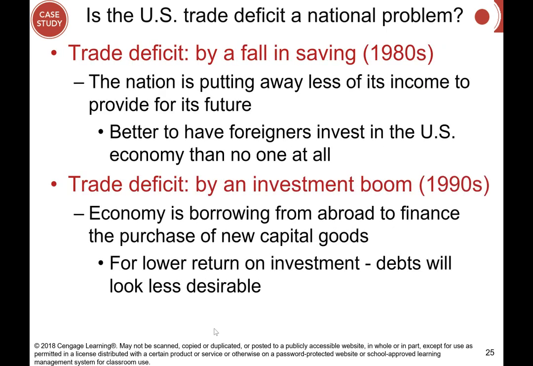Trade deficits caused by a fall in savings in the 1980s: the nation is putting away less of its income to provide for its future. Better to have foreigners invest in the US economy than none at all. Trade deficit caused by an investment boom: the 1990s was an economic boom. The decade of the 90s was a period of economic boom here in the United States. The economy is borrowing from abroad to finance the purchase of new capital goods. For lower return on investment, debts will look less desirable.